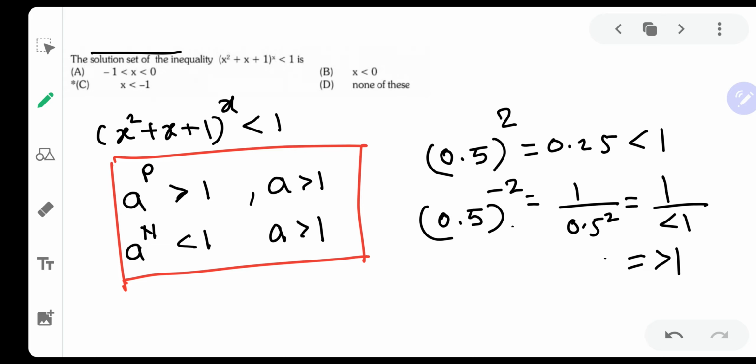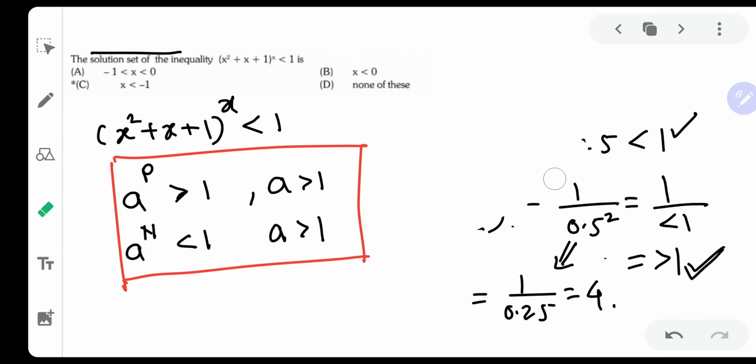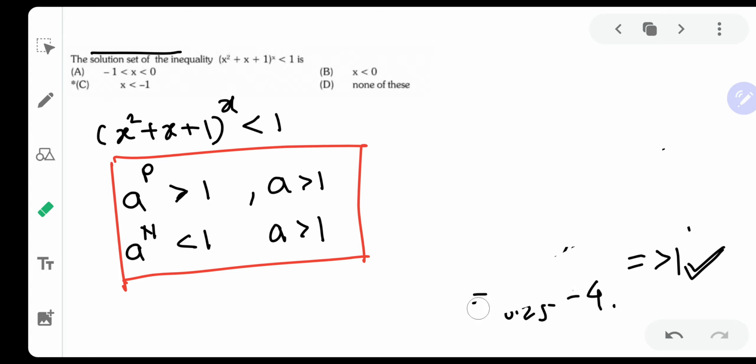I hope you guys understood this. I will even simplify this further. 1 upon 0.5 square is 1 upon 0.25, and that will be 4. See, you are getting greater than 1. I'll explain that part once again. A number lesser than 1 when provided with a positive power gives the answer lesser than 1. A number lesser than 1 when provided with a negative power gives the answer greater than 1. So this condition is exactly opposite to a number greater than 1, right?